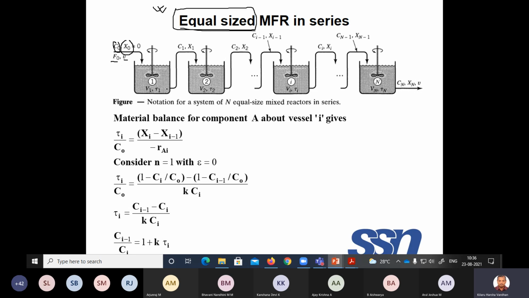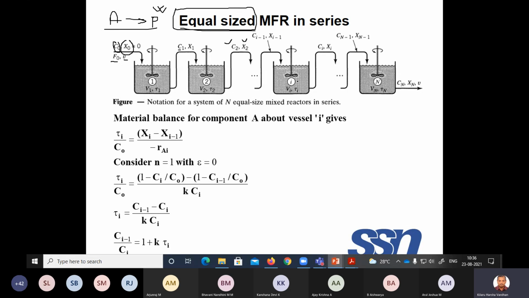So the outlet from it is C1 or CA1. If you are assuming A gives some product, then you can put CA1 also. For any type of reactor, that is why I'm putting C0, C1. The conversion here is X1. That will go as an inlet to the second reactor, which has a volume of V2 and tau2. The outlet from the second reactor, let's say you have a concentration of C2 and X2 is the conversion. Like that it goes on.